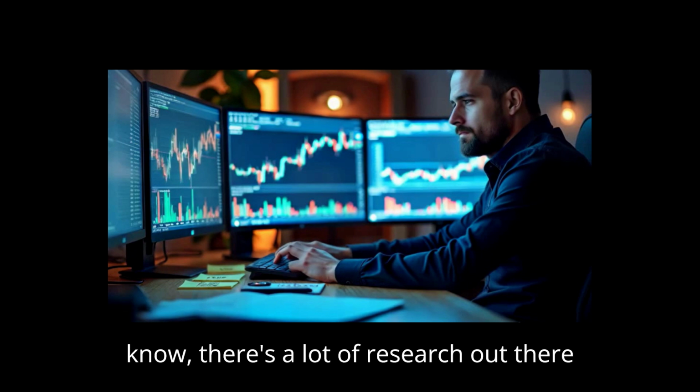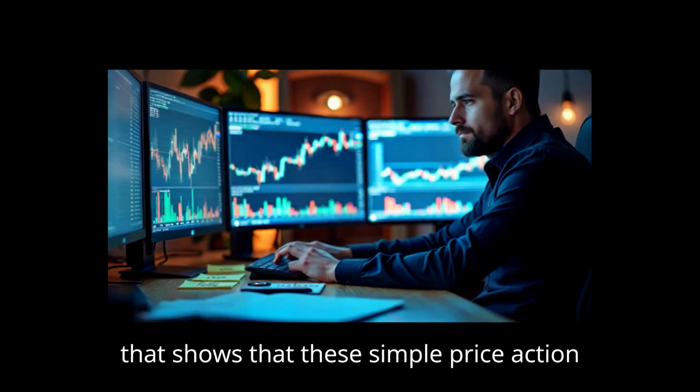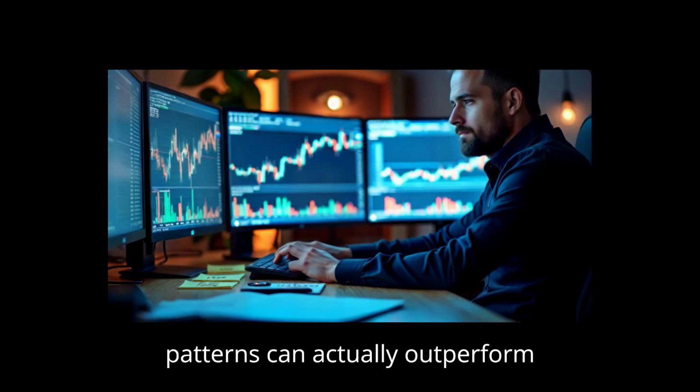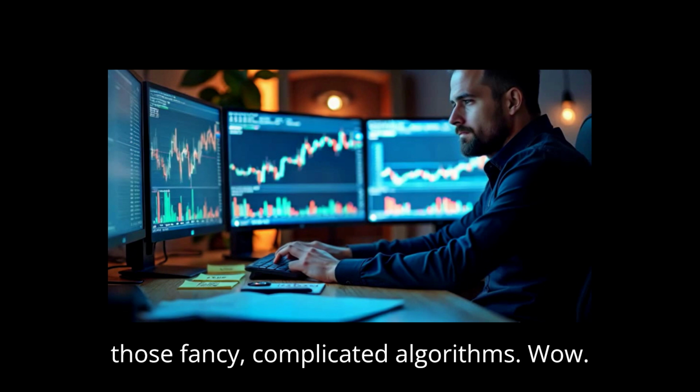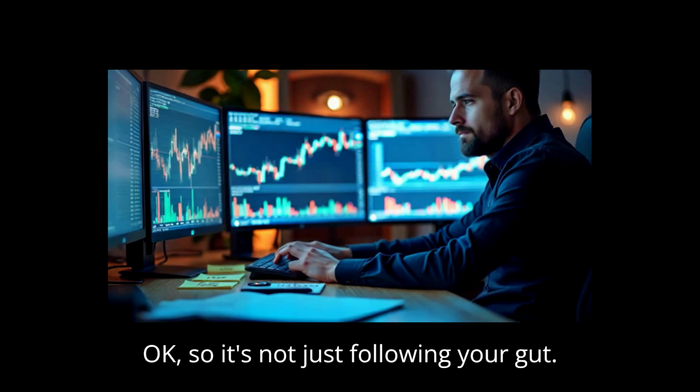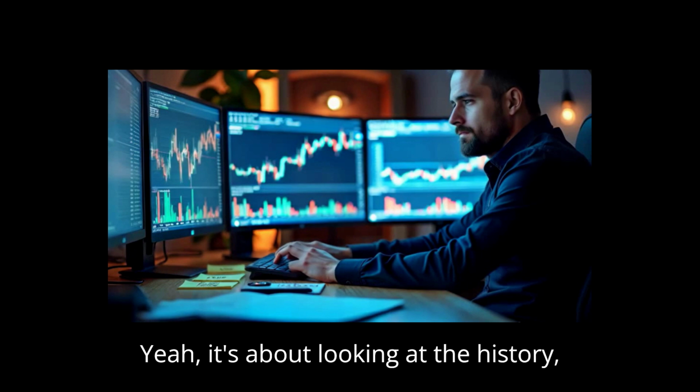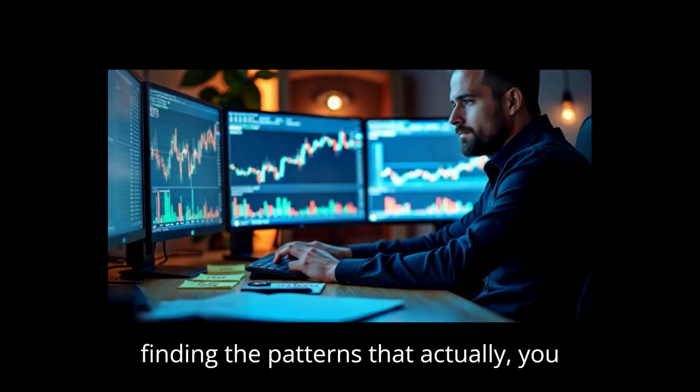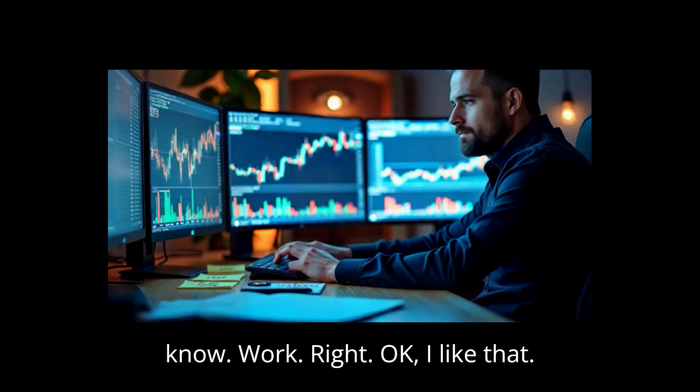And there's a lot of research out there that shows that these simple price action patterns can actually outperform those fancy, complicated algorithms. Wow. So it's not just following your gut. It's about looking at the history and finding the patterns that actually work. Okay, I like that.